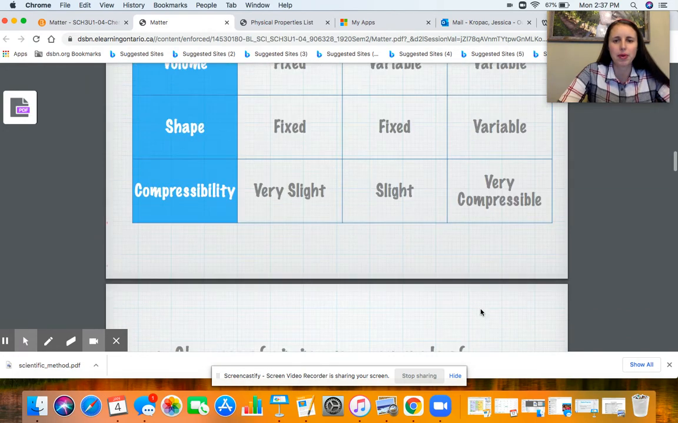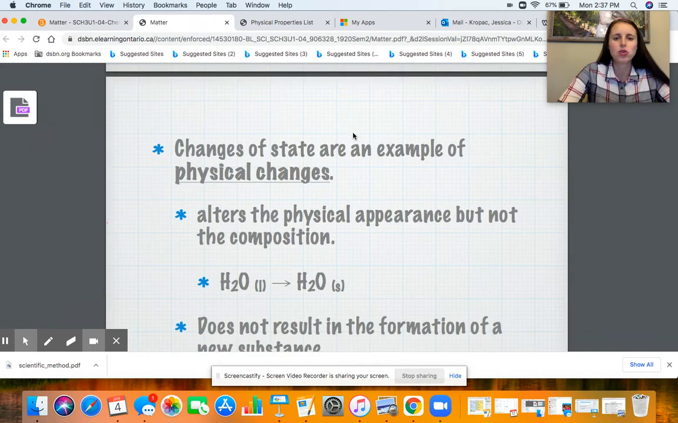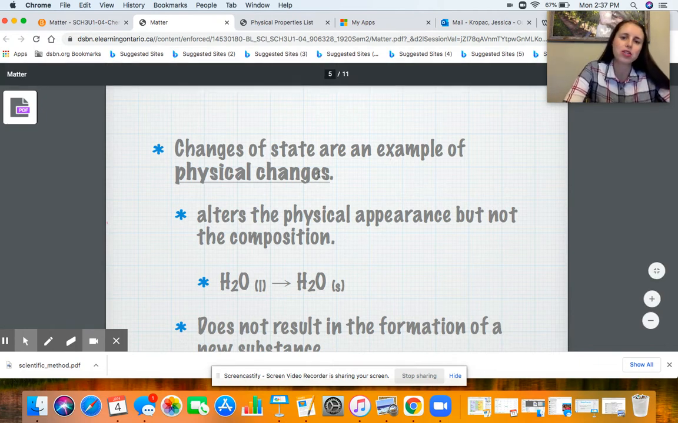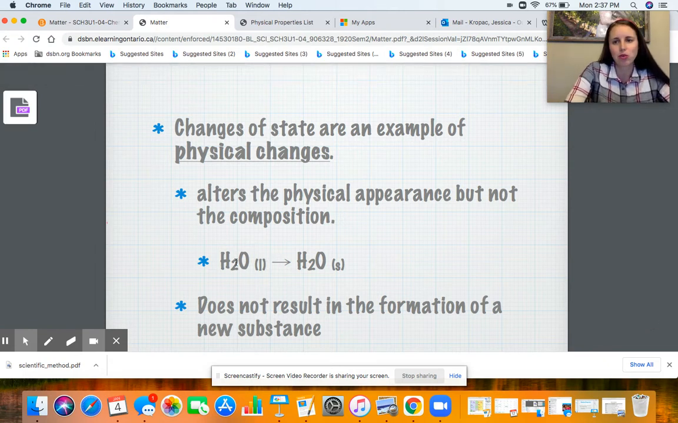Let's talk a little bit about changing from a solid, a liquid, or a gas. Changes in state are said to be examples of physical changes. If I go from a solid to a gas, I'm said to undergo a physical change. Now, a reminder from grade 9, what a physical change is: that's going to alter the appearance, but it's not going to alter the composition. For example, if I go from liquid water to solid water, ice, it's going to look different. Liquid water is that clear, flowing thing. Solid water is ice, so it's got that fixed shape.